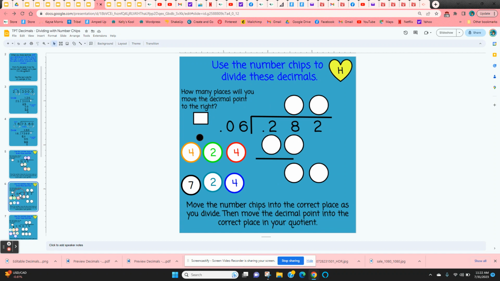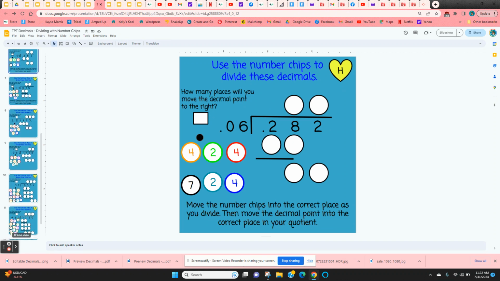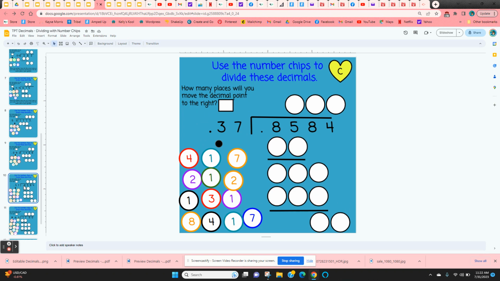There are several slides for them to practice. They become increasingly more difficult as they move through the slides. And with the number chips, every number they need is available on every slide. So they're going to be using every single number. If they get toward the end of the problem and the numbers aren't working, they know they've made an error somewhere and they need to go back and check.